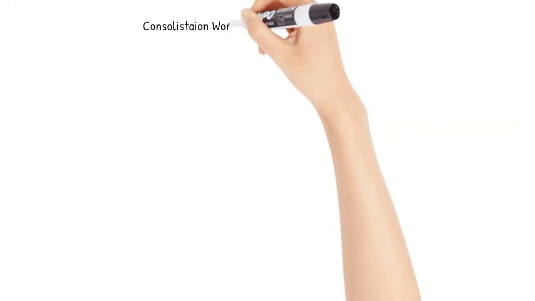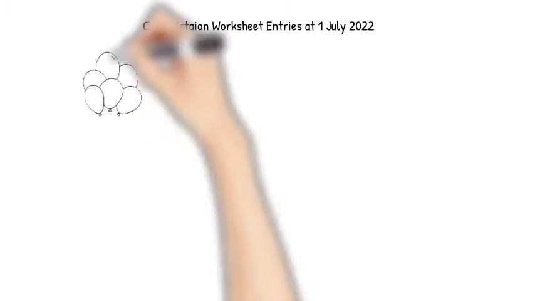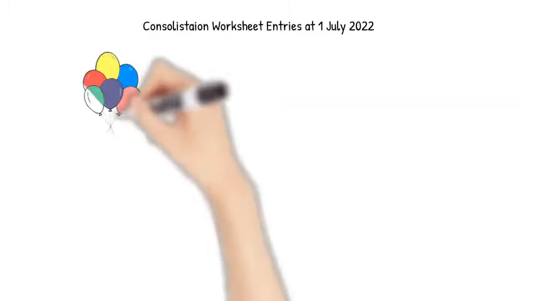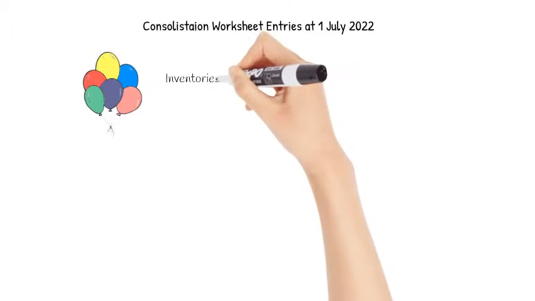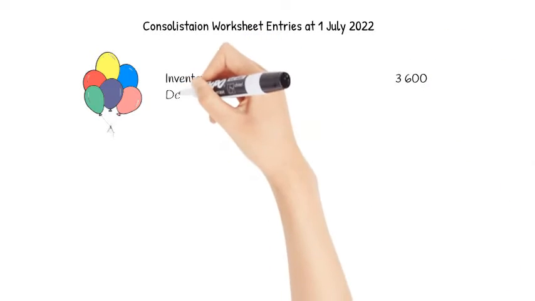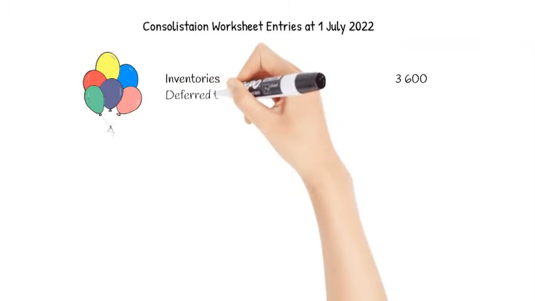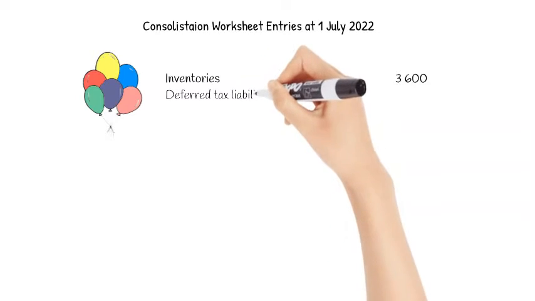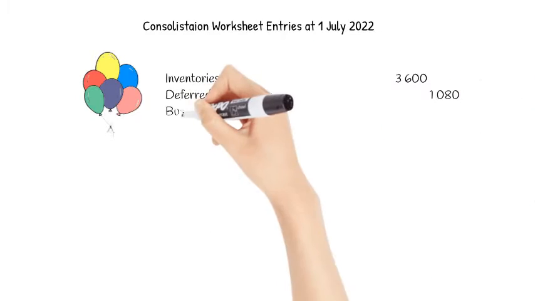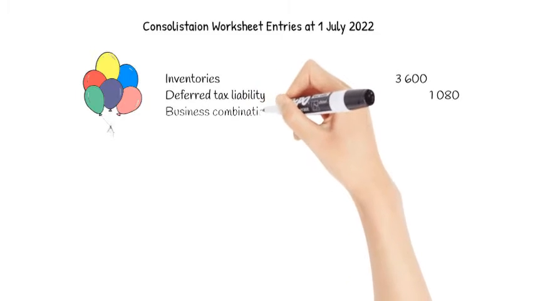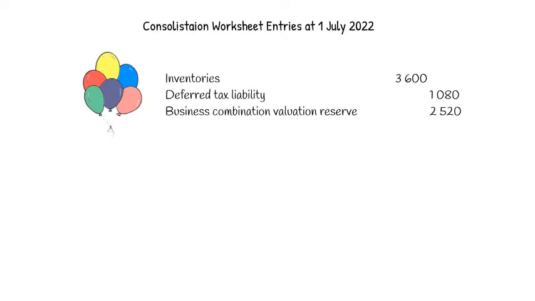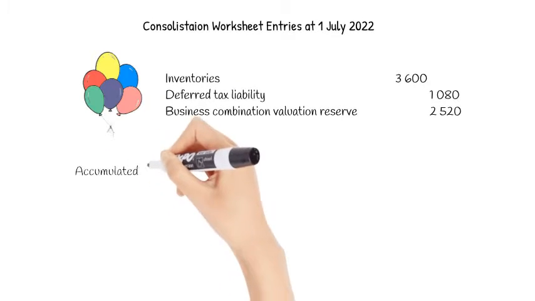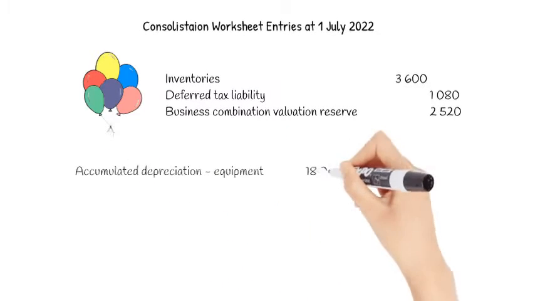Now, let's look at how we prepare consolidation worksheet entries. The BCVR entries at acquisition date will need to recognize adjustment to fair value for inventories and equipment. Remember, we revalue the inventory up by 3,600 to the fair value. Therefore, inventory is now debited by 3,600, and we take into tax considerations. So BCVR is net of tax. The same applies to equipment.